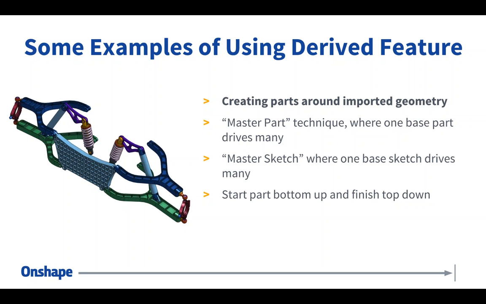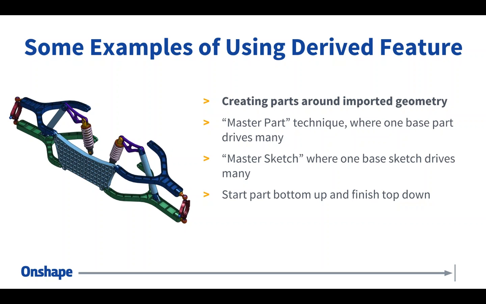But I needed to design the shock mounts, the control arms, all the pieces that tie those shocks together. That's an excellent example where I'd use the derived feature to insert the shock into my current Part Studio, and then I can model the surrounding pieces. So creating parts around imported geometry, I think that's one very common example. I'm going to show you it in just a second.